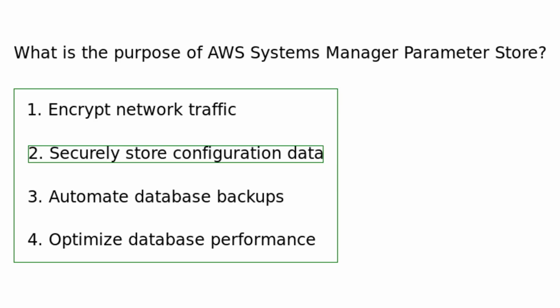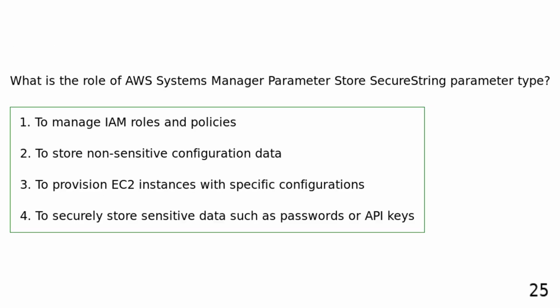Parameter Store in AWS Systems Manager allows you to securely store configuration data such as passwords, database strings, and license codes, making it easier to manage and access sensitive information. What is the role of AWS Systems Manager Parameter Store Secure String Parameter Type? To manage IAM roles and policies. To store non-sensitive configuration data. To provision EC2 instances with specific configurations. To securely store sensitive data such as passwords or API keys.